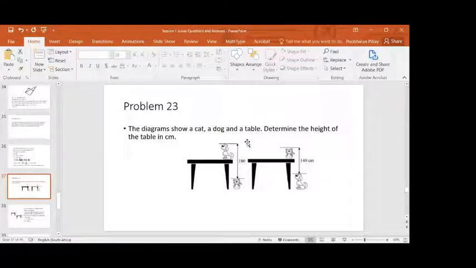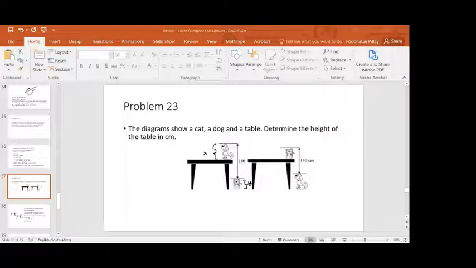Okay. Now, one way of doing this is if we give a symbol for the height of the dog and the height of the cat. Okay, let's just do that. We know what the height of the dog is. Let's call this thing X. And the height of the cat is Y. Right?